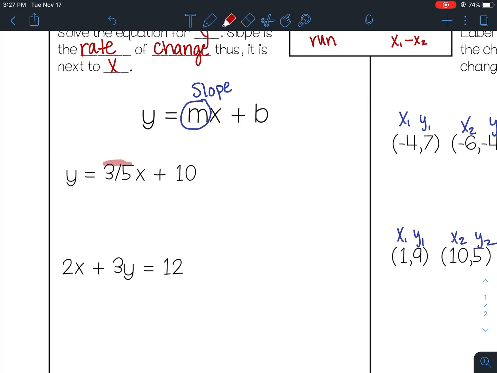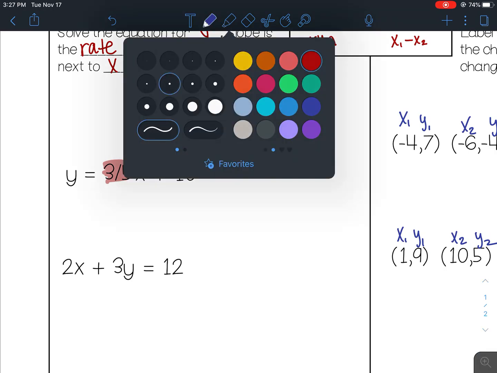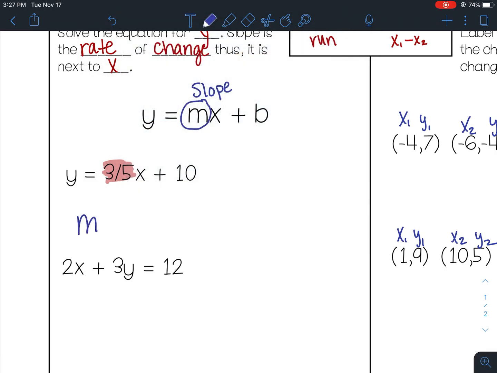So here, this one is already given to us as 3 over 5. Y is by itself, so my slope here is 3 over 5.